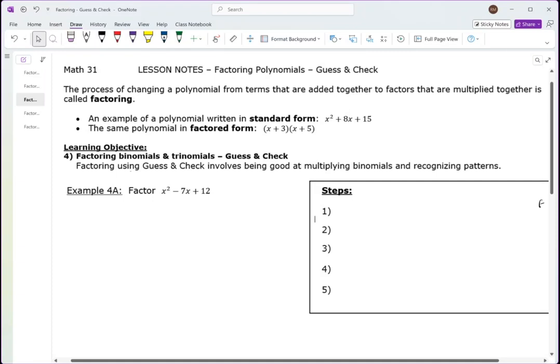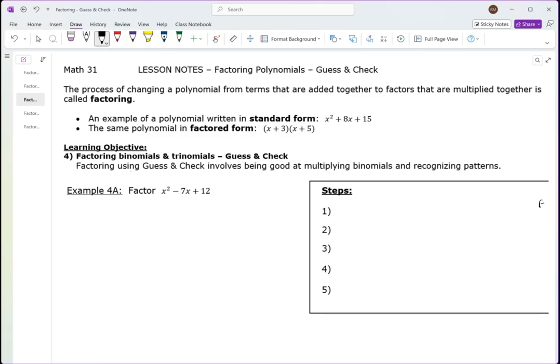Hello, this is Rochelle, and in this video we are going to talk about factoring polynomials, in particular polynomials that have three terms, or trinomials, into factored form by using guess and check.